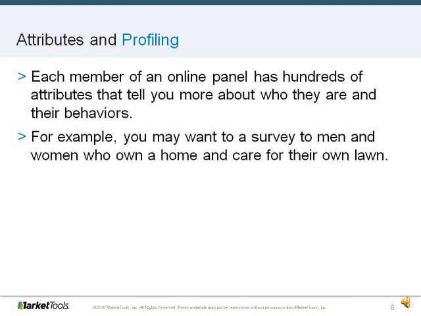In order to purchase online sample, you'll need to become familiar with two key concepts: attributes and profiling. Attributes refer to all the demographic and behavioral details that an online provider records for its panel members. Zoomerang's online panel, for instance, keeps track of more than 500 attributes on more than 2 million people. This allows you to focus your research on your target audience. For example, you may want to survey men and women who own a home and care for their own lawn, or IT professionals that live in California. As you begin developing your ideal profile, keep in mind that the more you narrow in on a particular population where the group is harder to reach, the more your costs may go up.